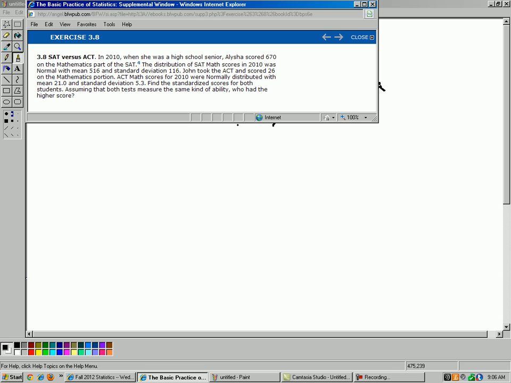It says find the standardized scores for both students. Assuming that both tests measure the same kind of ability, who had the higher score? All right. Well, first let's make a sketch of this.